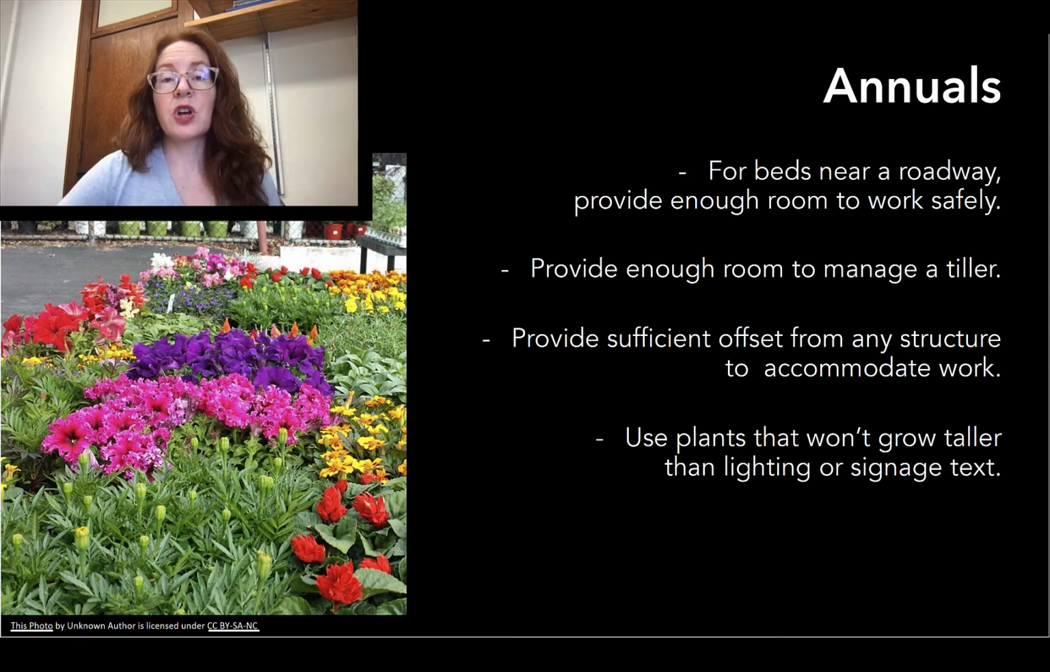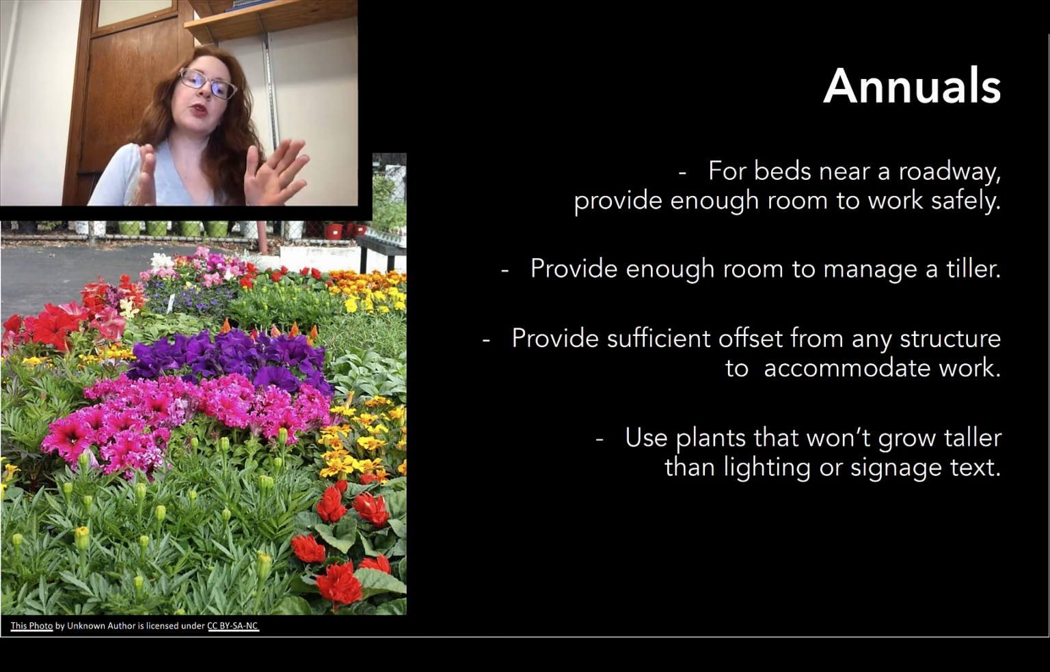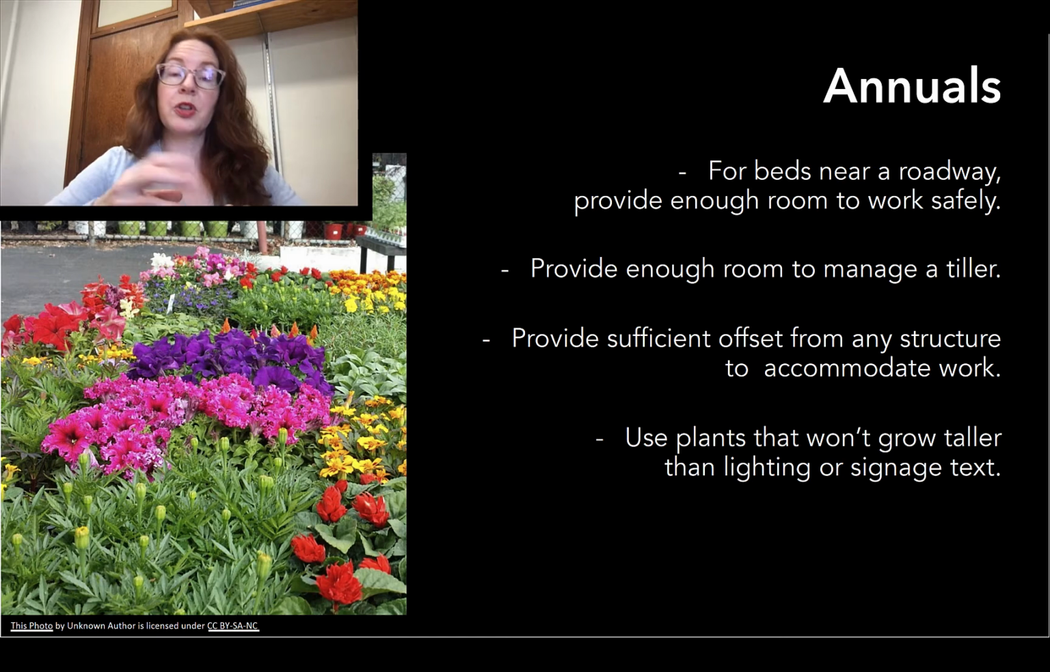Annuals, seasonal color. These often get planted near roadways because it's the entrance to a commercial area, or it might be a roadway median. But roadways are a very dangerous environment, and so we need to think about designing annual beds so that workers could install and change out those plants safely without having to get into the roadway. So having a little bit of some buffer space that would allow workers to work the beds without being in the road is important.